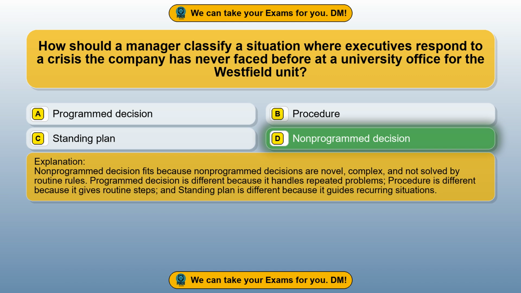Non-program decision fits because non-program decisions are novel, complex, and not solved by routine rules. Program decision is different because it handles repeated problems, procedure is different because it gives routine steps, and standing plan is different because it guides recurring situations.